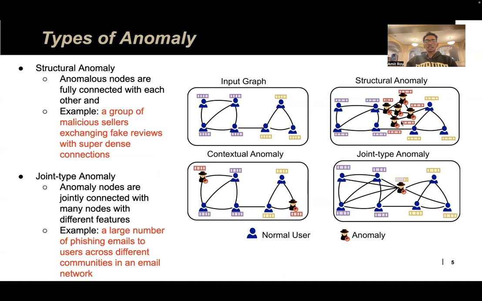Then there could also be structural anomaly, where a group of nodes are densely connected with each other. It could be some malicious sellers who are exchanging fake reviews, so there will be super dense connections between them. And then it could also be joint type anomaly, where a large number of phishing emails is sent to users in an email network. You can see that a particular node is connected to almost all nodes in the network, and it also has features which are quite different.